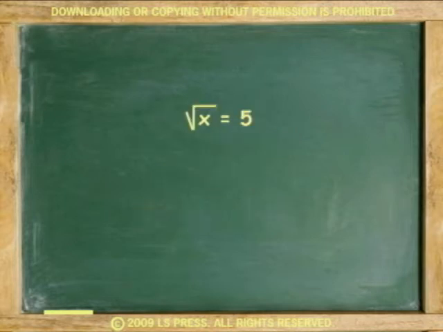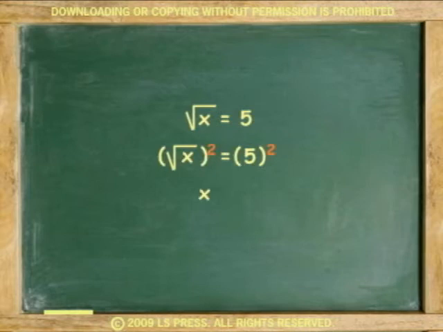Another example. Find x. Square both sides. Square root of x squared is simply x. 5 squared is 25. X equals 25.